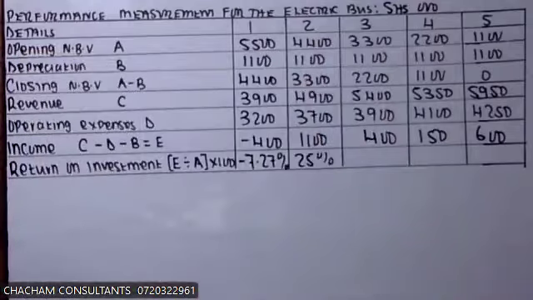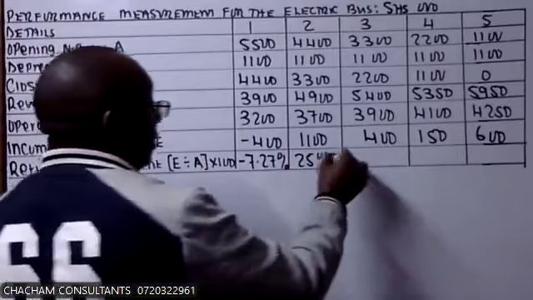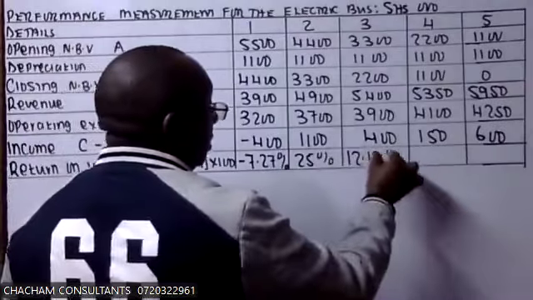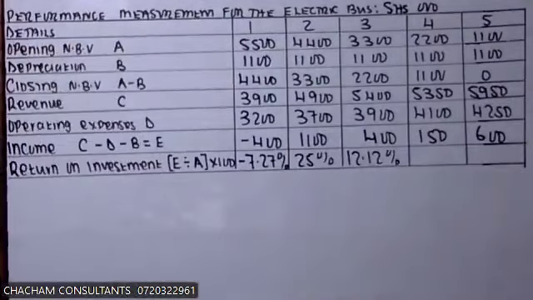JM, hope you have gotten that. Next is 400. You divide by that 300 times 100. Yeah, 12.12%. Next is 150. You divide by 2200.